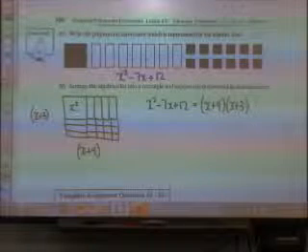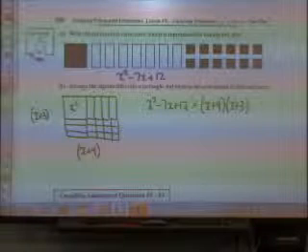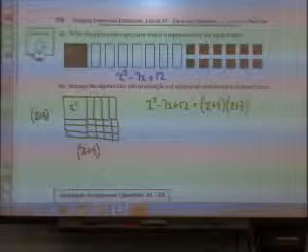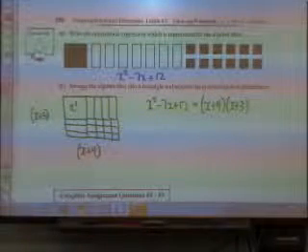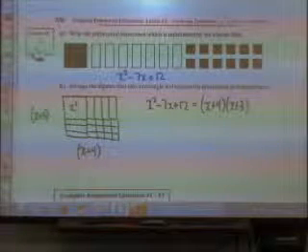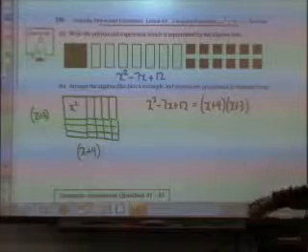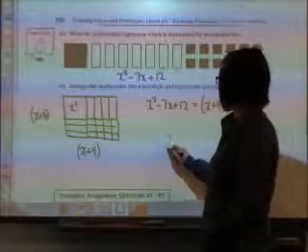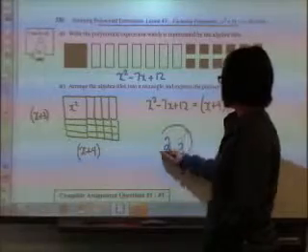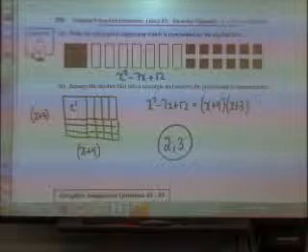So your homework is I want you to do questions number 2 and 3. You can take the algebra tiles home if you want, but they need to be returned back to me.